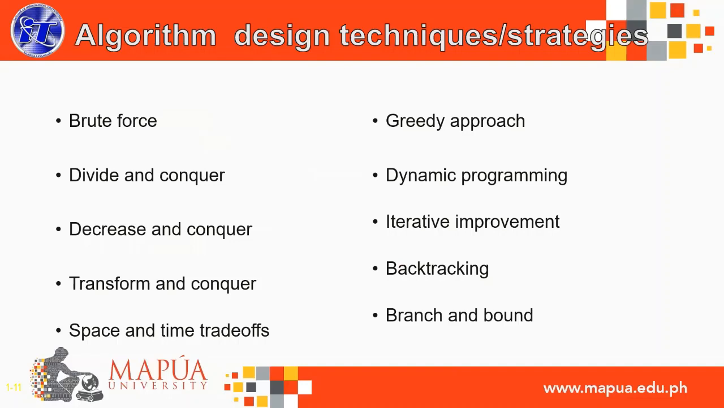And these are some algorithm design techniques and strategies that we could implement in solving problems: brute force, divide and conquer, decrease and conquer, transform and conquer, space and time trade-off, dynamic programming, iterative improvement, backtracking, and branch and bound. Some of these will be discussed in our course. The definition and example of each will be discussed in our other video lectures.